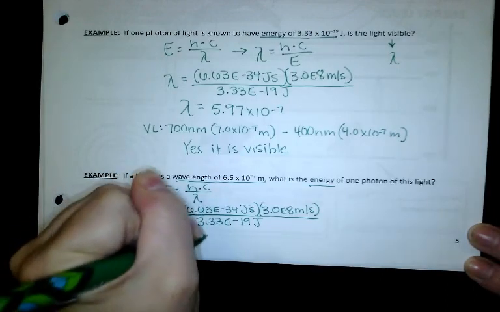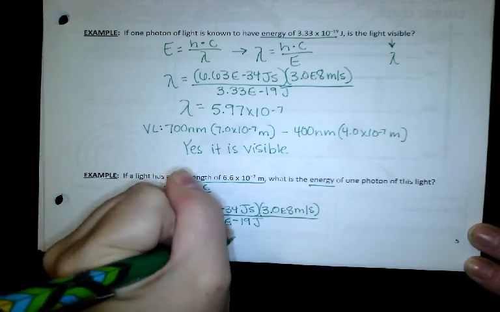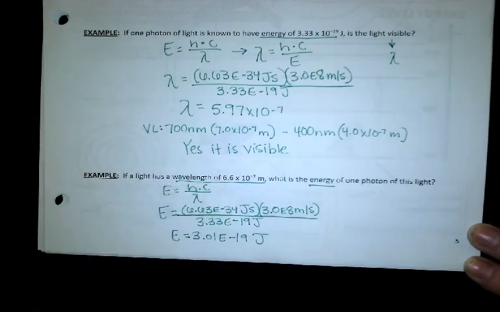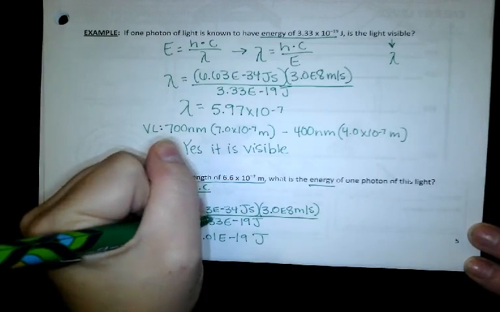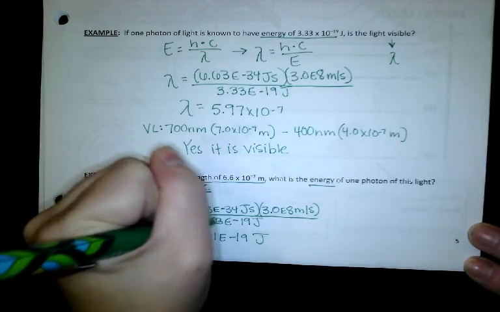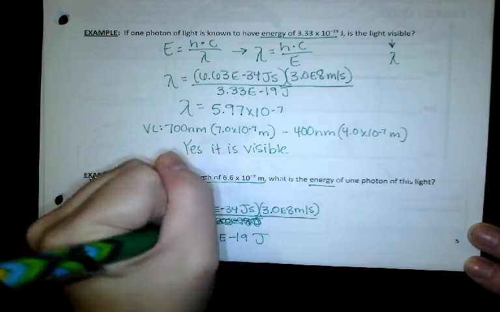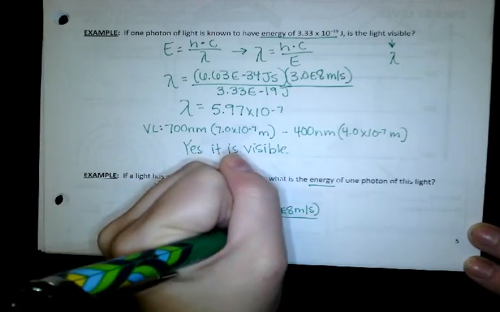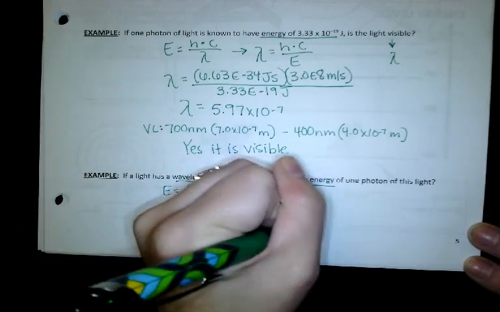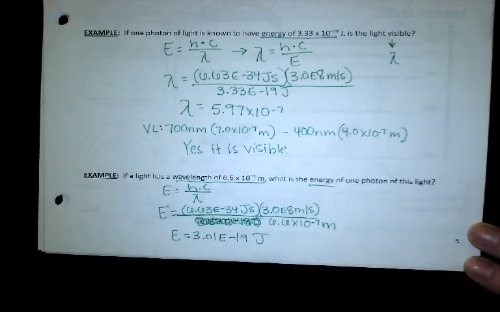Okay, oops, I used 19 right here. Whoa, what did I put here? I was looking all over the place. This is actually 6.6 times 10 to the negative 7th meters. So our energy is 3.01 times 10 to the negative 19th joules for this wavelength.